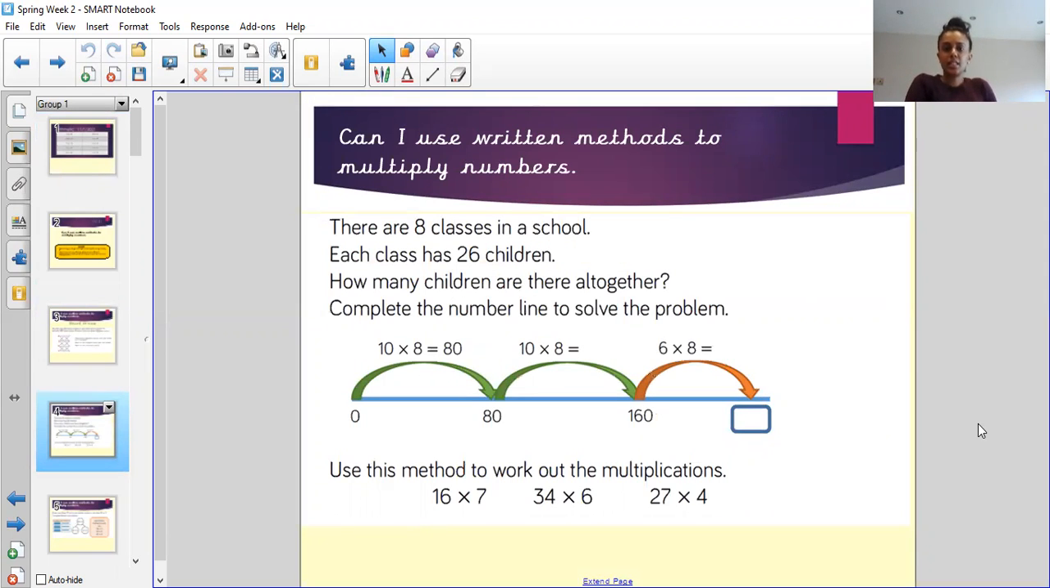Okay, let's have a look at this question. It says there are 8 classes in a school. Each class has 26 children. How many children are altogether? Complete the number line to solve the problem. So what do we need to do to complete this question? Let's have a look. So the first thing that I can see that's being done is, I'm just going to rub this off.